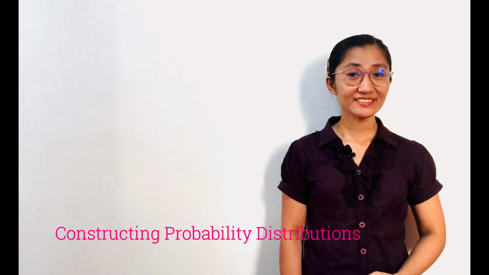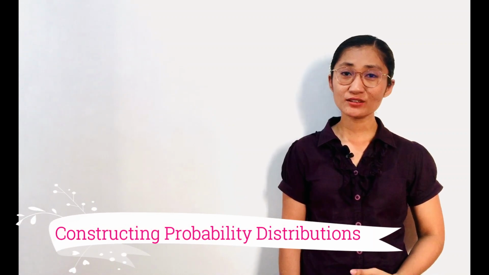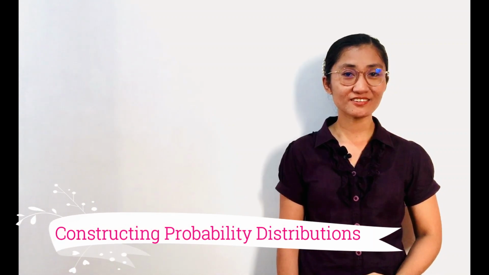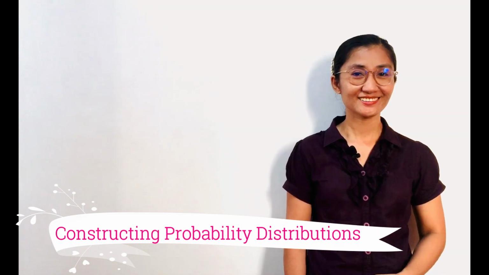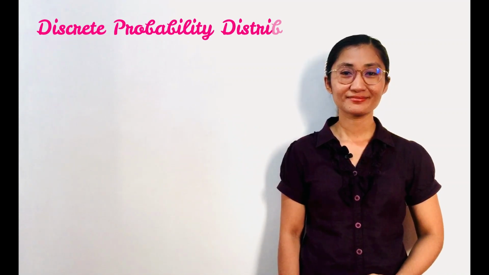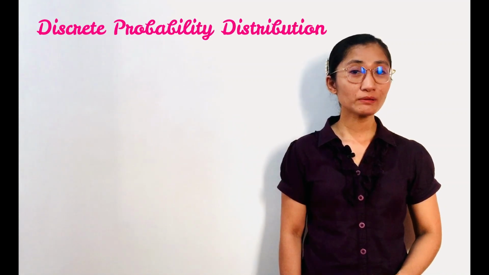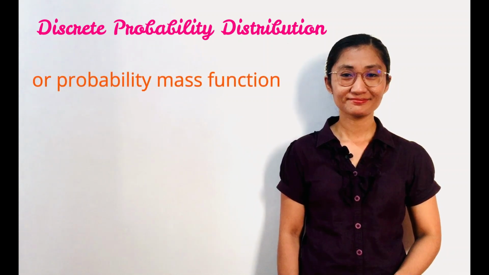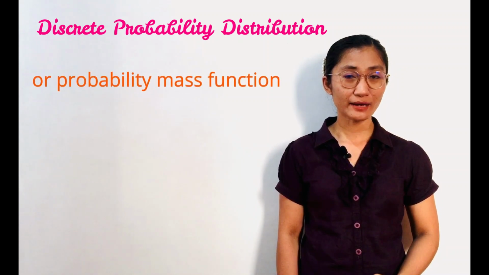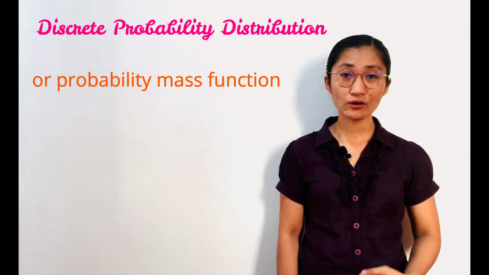By now, you know already what a discrete random variable is. This time, basically, you will know about the listing of all the possible values of this discrete random variable. So let's start. A discrete probability distribution is a listing of all possible values of a discrete random variable along with their corresponding probabilities. It is also called the probability mass function. And it can be represented in tabular, graphical, or formula form.